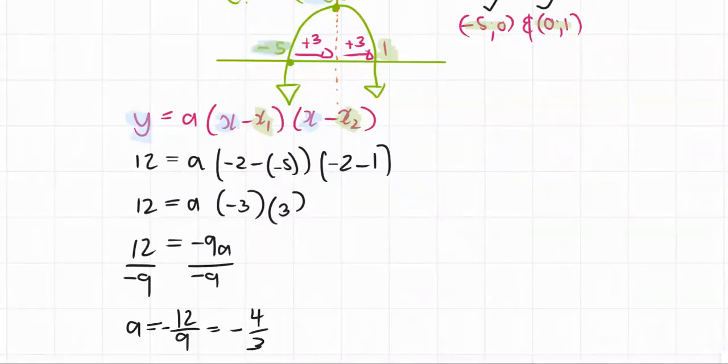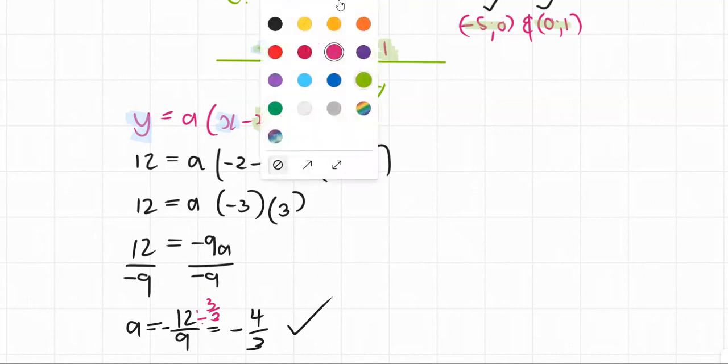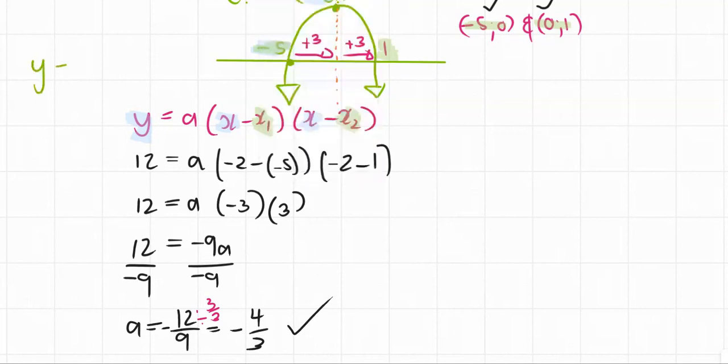If you divide 12 by 3, so you can divide this by 3 over 3 in order to get the simplest form. Okay, so we have our a value. Now we're not done. The question asked for a, b, c. So the question had, what is y equals ax squared plus bx plus c?